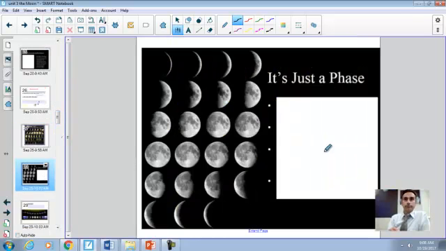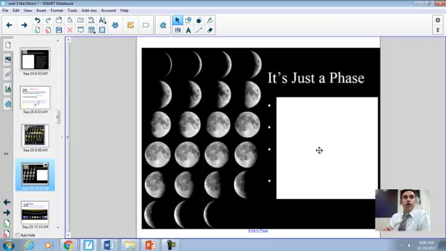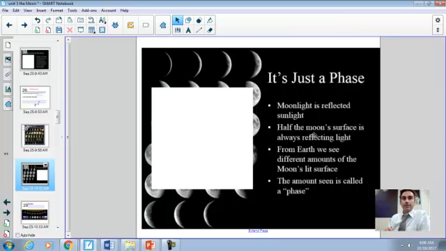Alright, so let's talk about why we have these phases. The moonlight is reflecting sunlight. The major source of energy here on Earth or in our solar system is our sun, which is the nearest star to us. And the light that we see that's being reflected off the moon or other planets is coming from the sun. And half of that moon, again, is reflecting that light.